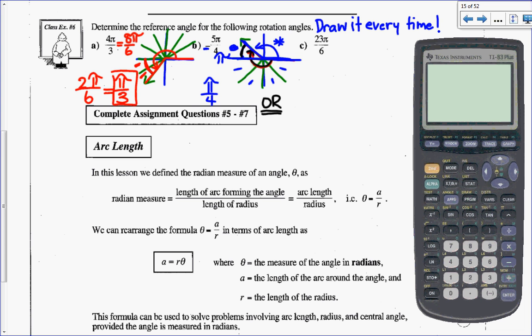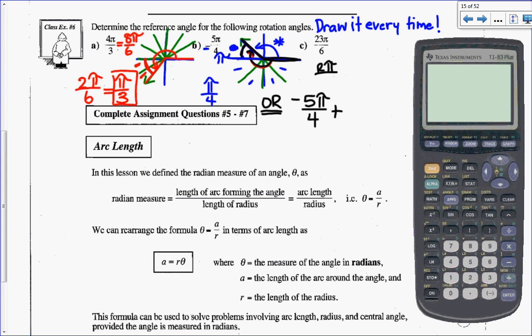It's going to take a lot more work, but it's possible to do it that way. So what I would have to do to get this coterminal angle is say, well, my original angle is negative 5 pi over 4. To get the coterminal angle for that, I'm going to have to add 1 full rotation around the circle to get a positive coterminal angle. So technically I'm adding 2 pi.